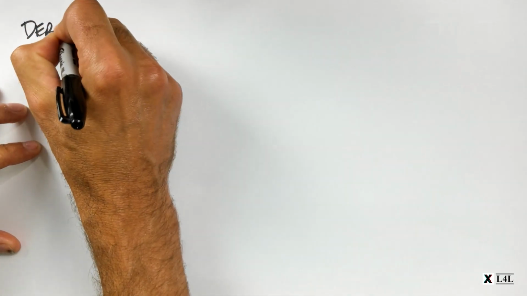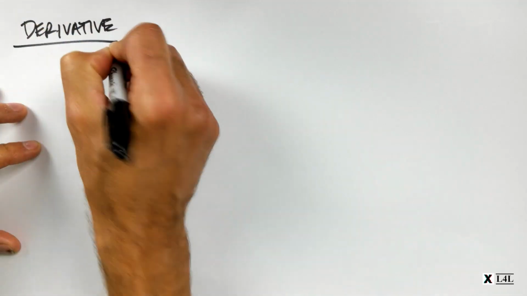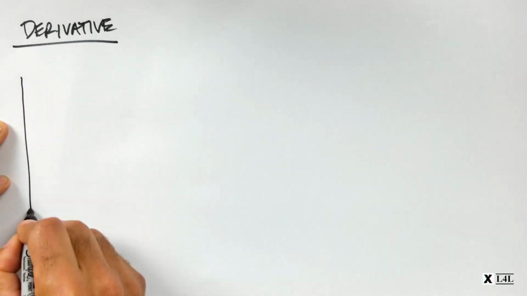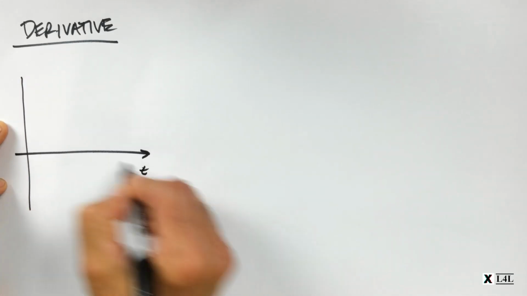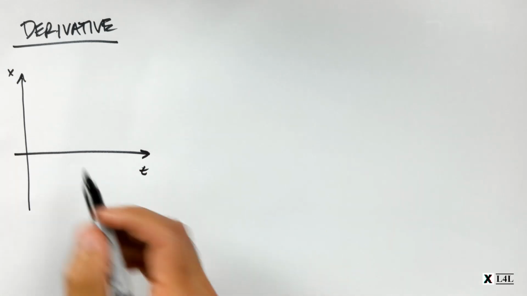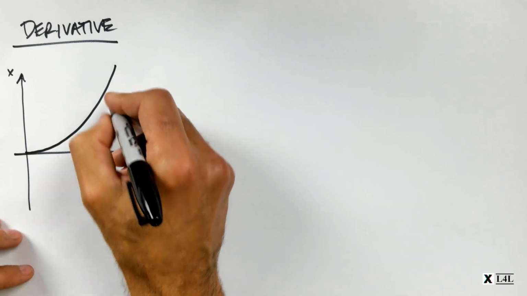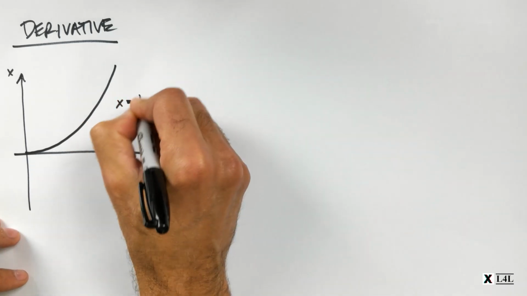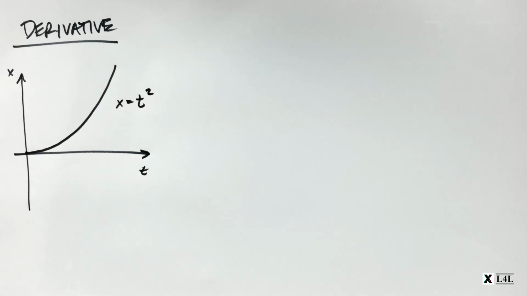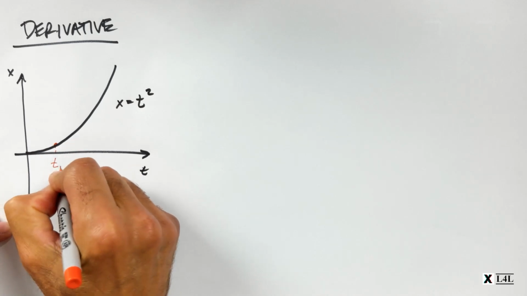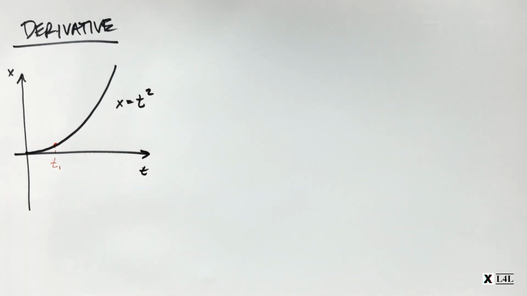All right, so here we are again, derivative. Let's start with a position versus time graph to work through this. I'm going to make this a little bit bigger here. And let's say again we have x equals t squared. Now, if I wanted to find the velocity right here, at t1, how would I go about doing that?